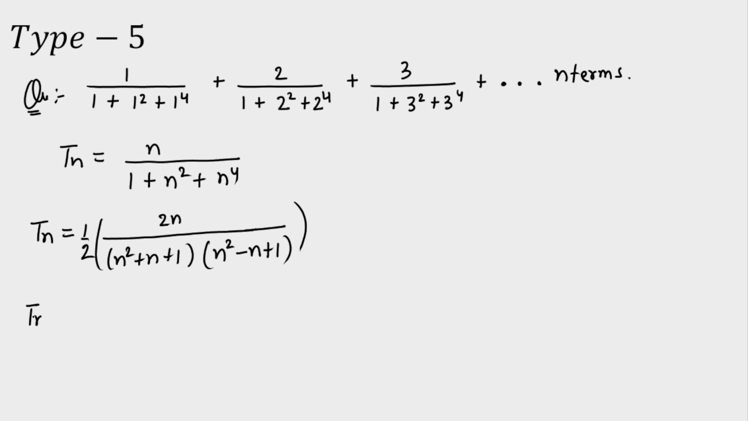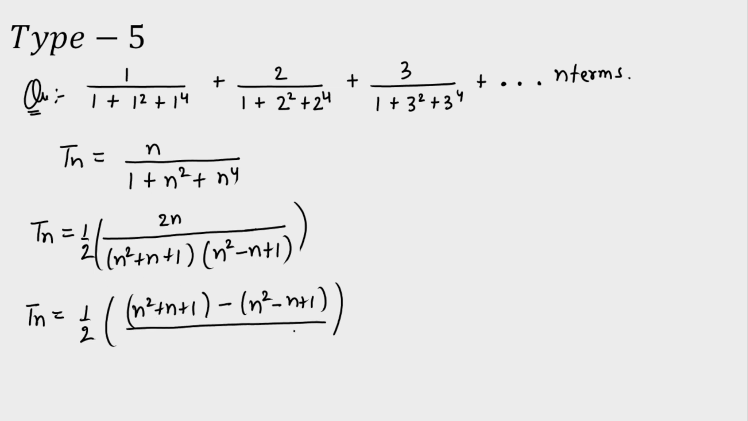Now I can write t of n as, now let's create the difference here. So 1 by 2 times, now 2n I can write this as n square plus n plus 1 minus n square minus n plus 1 here. So again, you will get 2n and again when you divide by 2, you will get n. So I'm creating the difference using type 3. And then n square minus n plus 1 here.